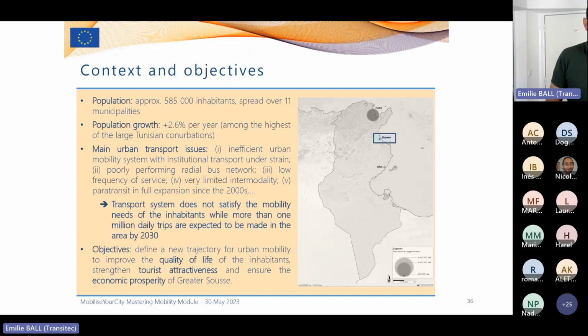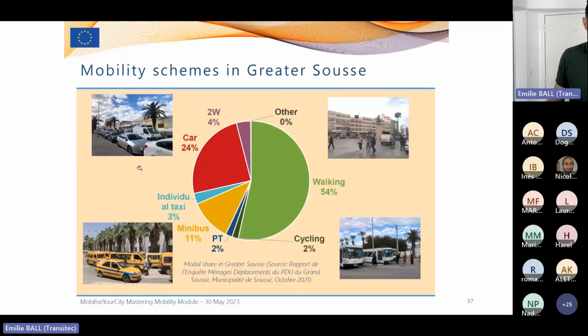The objective was clearly to improve the quality of life of inhabitants, and also the tourist attractiveness of the city, as it is a real challenge for the economic prosperity of Greater Sousse. So you can see here the results of the household survey in terms of modal shares, and you can see that cars are about 24% of the daily trips, and the minibuses about 11%, when the public transport network is only 2%.